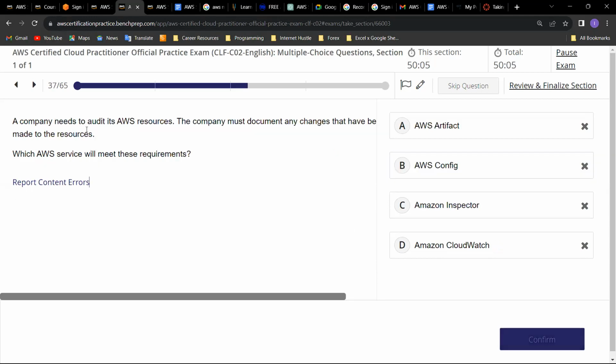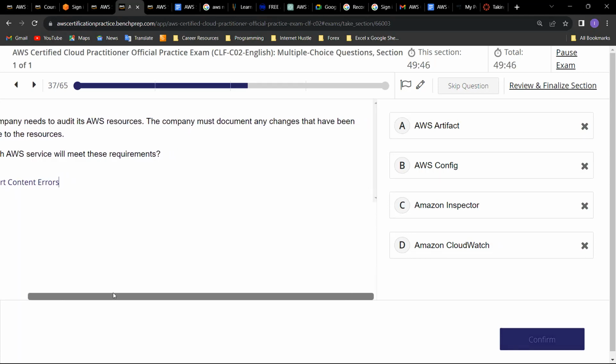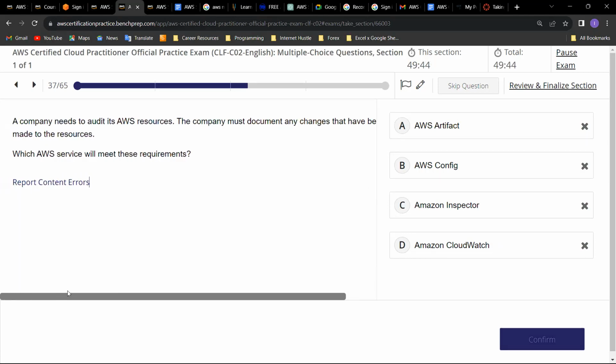A company needs to audit its AWS resources. The company must document any changes that have been made to the resources. Which AWS service will meet these requirements? The company must document any changes that have been made to the resources.